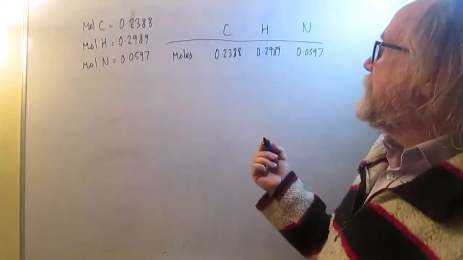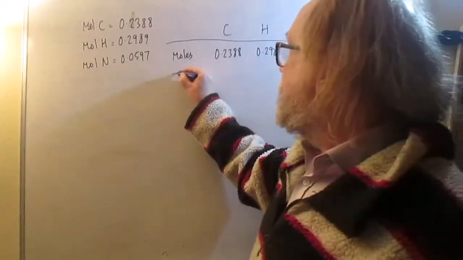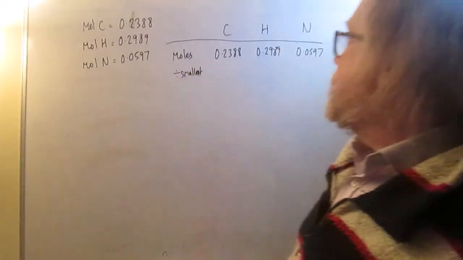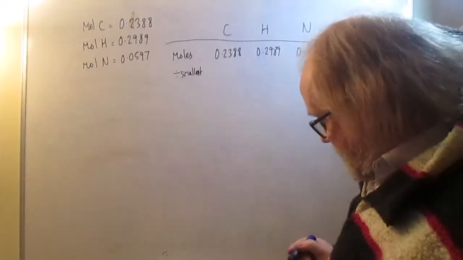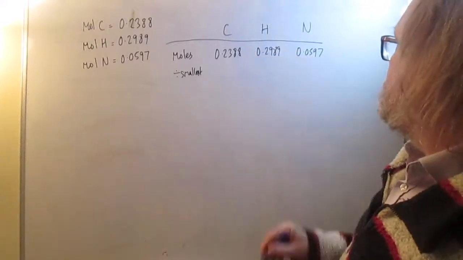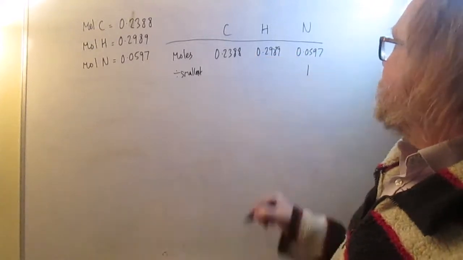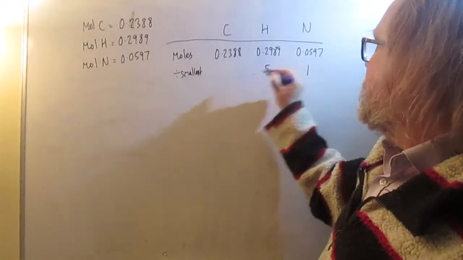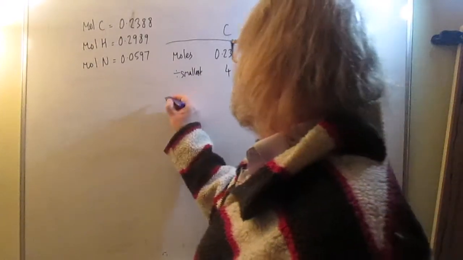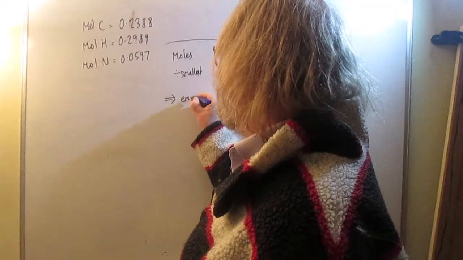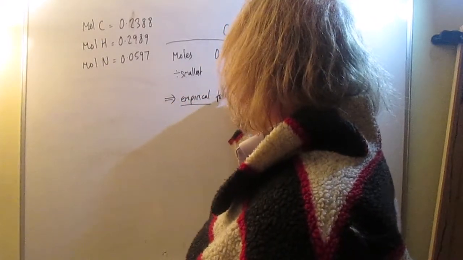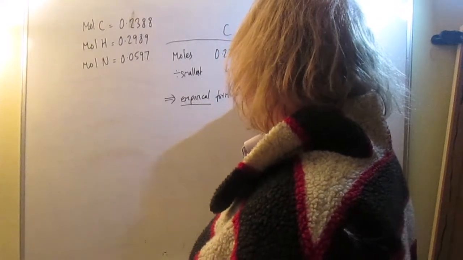Once you've got to the relative moles stage, you divide by the smallest of them, because that, with a bit of luck, will turn these numbers into whole numbers. So you divide each of them by 0.0597 and you find that that goes to 1 and that goes to 5 and that goes to 4. So that tells you that the empirical formula is C4H5N.